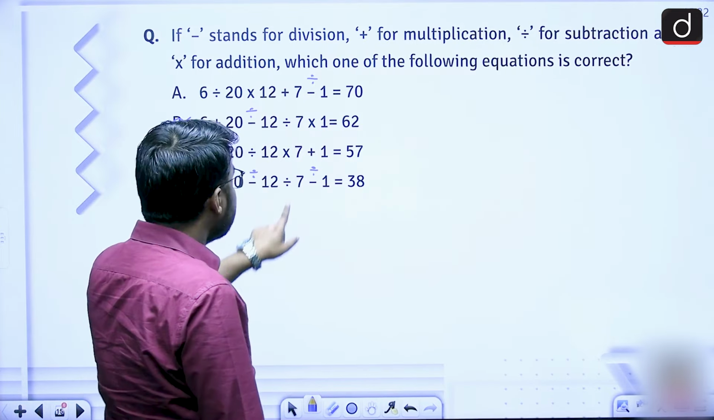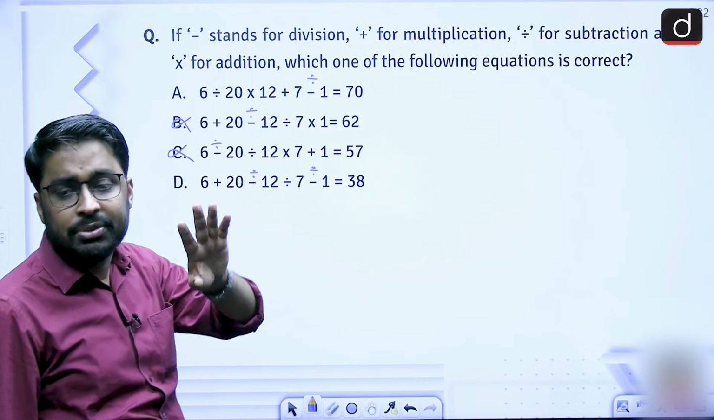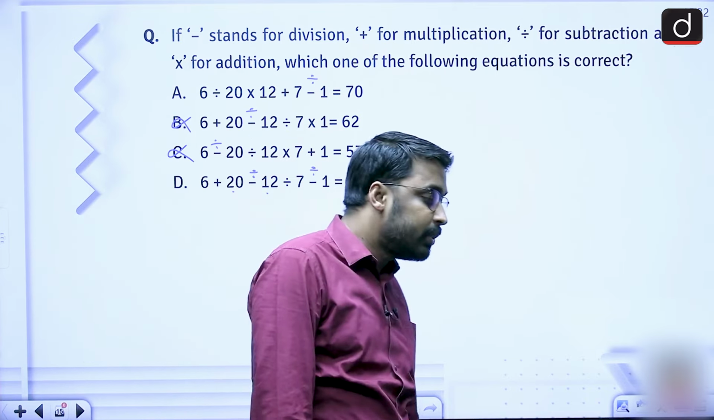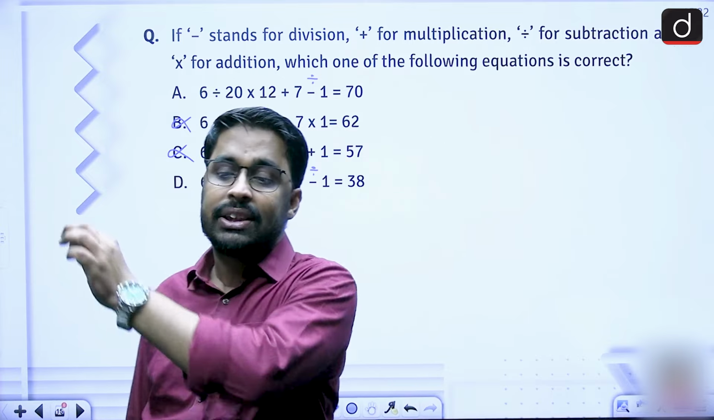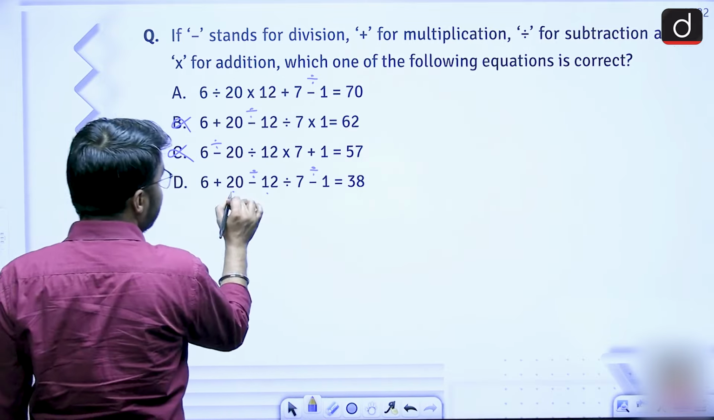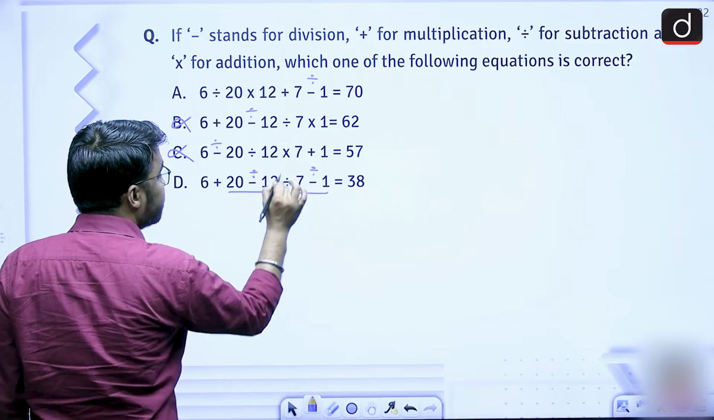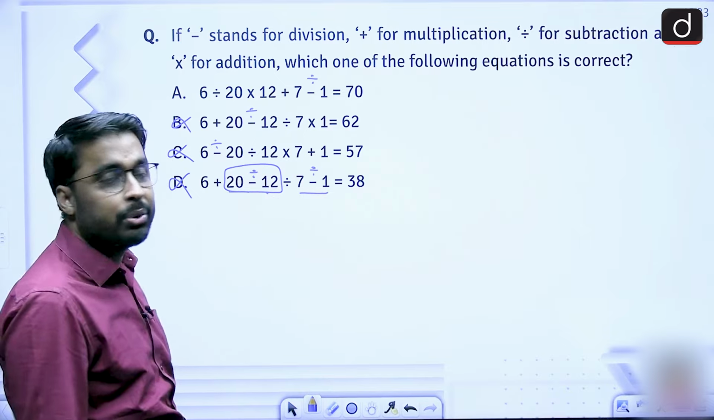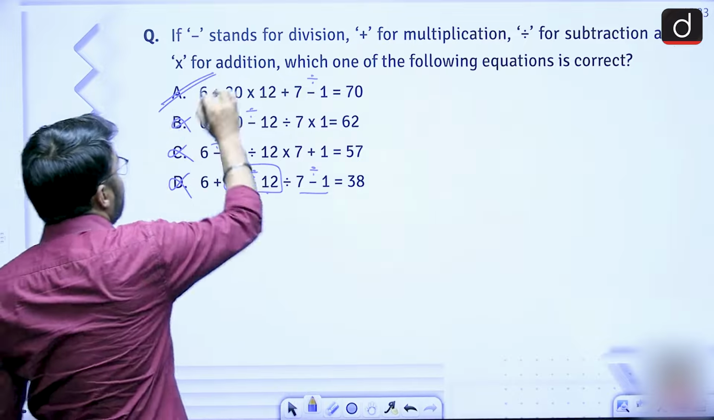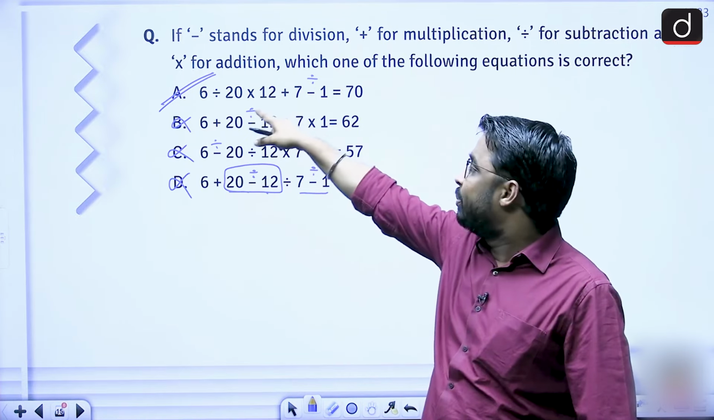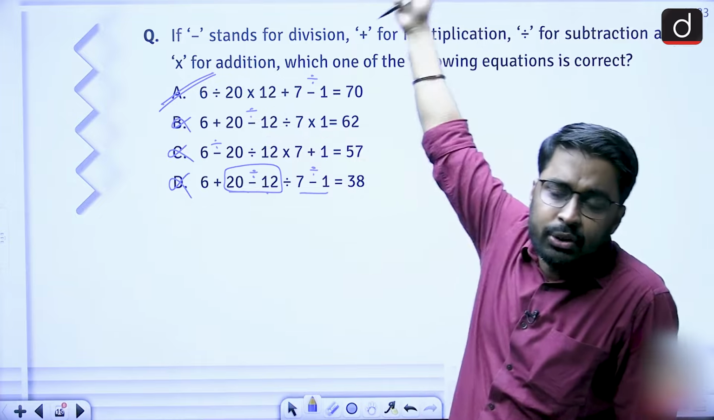Now in option D, even though 7 divided by 1 gives me an integer value, this 20 divided by 12 gives me a non-terminating decimal, that is 1.66666666, right, up to infinity. So even though this is an integer, this part of the equation is a non-terminating decimal which can never be converted back to integer. So option D will also not be my answer. My answer will be option A. And if someone has a doubt, please solve the entire option A. You will see that your answer matches.